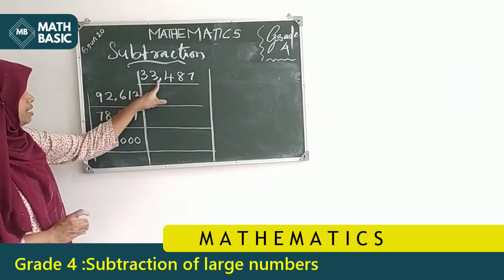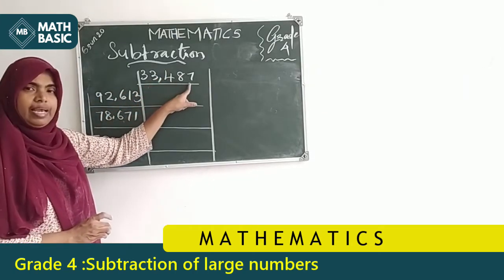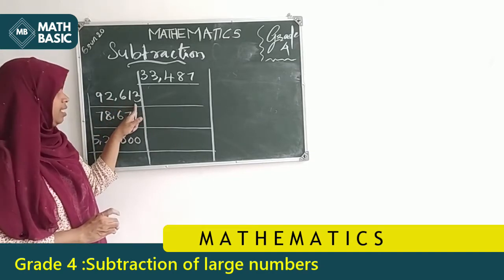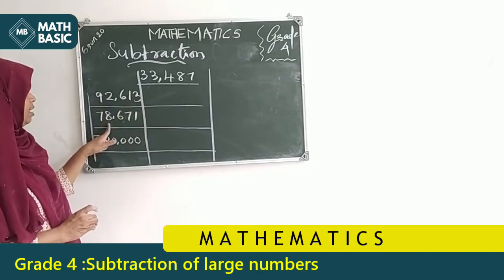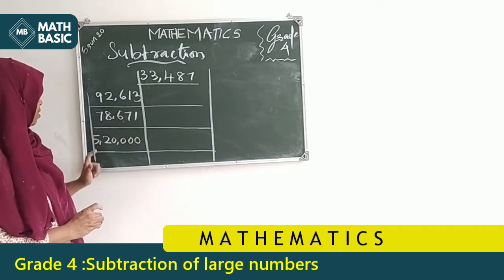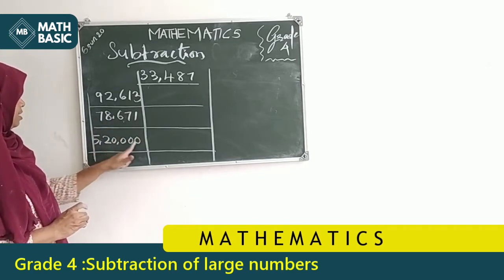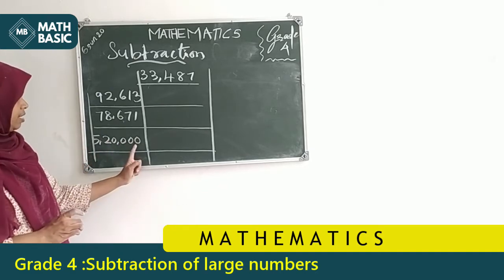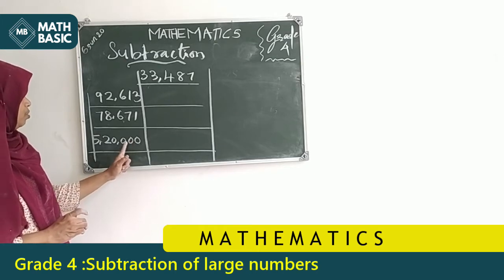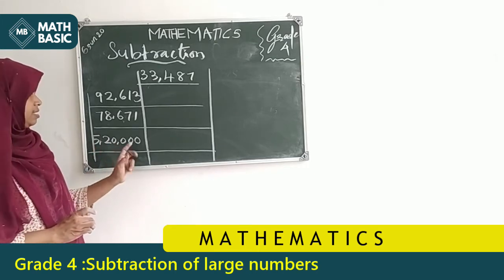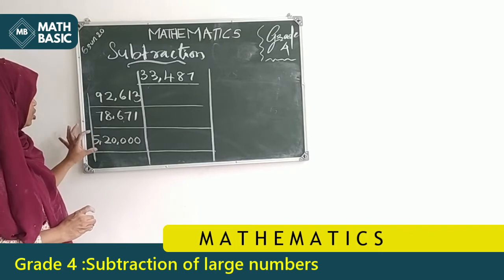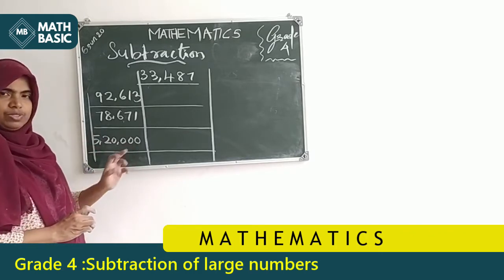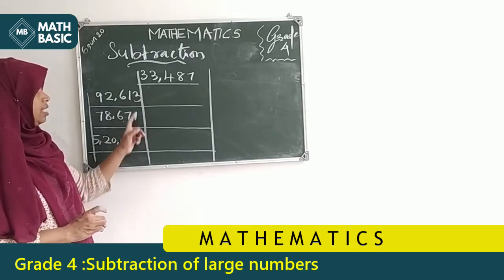Children, the top number is 33,487. Here the first number is 92,613. Second is 78,671. The last number is 5,20,000. Ones, tens, hundreds, thousands, 10,000, lakh. How many digits are here? 1, 2, 3, 4, 5, 6 digits. 6 digits are here. So how to read this? 5,20,000.